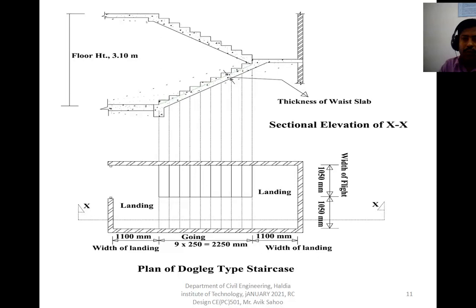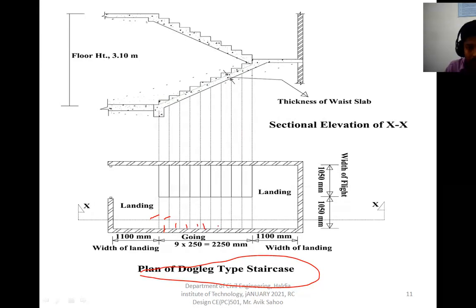Now you see that the plan is developed in AutoCAD. The geometric plan is developed. You see how many risers are used? You count them: 10 risers. And the treads are 9, counting 1, 2, 3, 4, 5, 6, 7, 8, 9. So 9 treads and 10 risers.